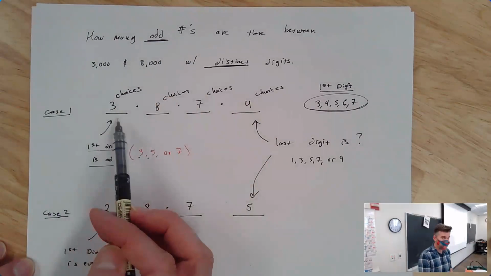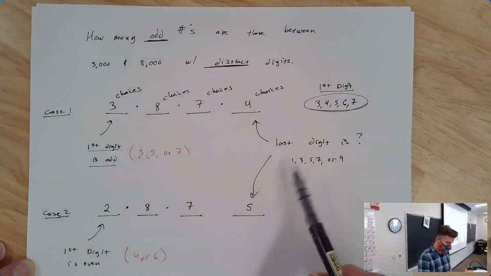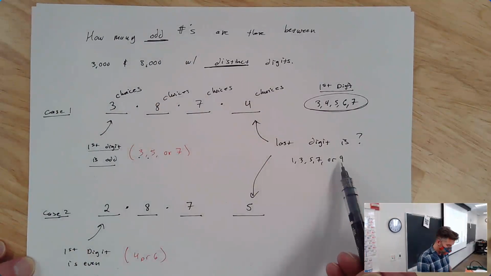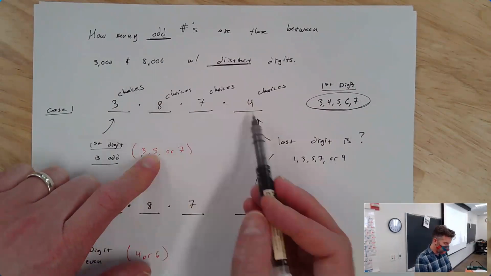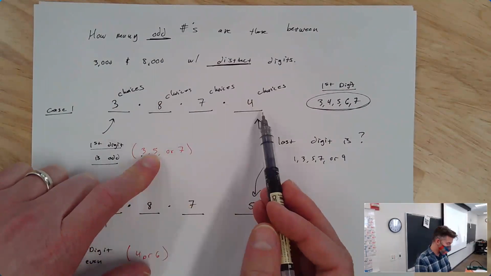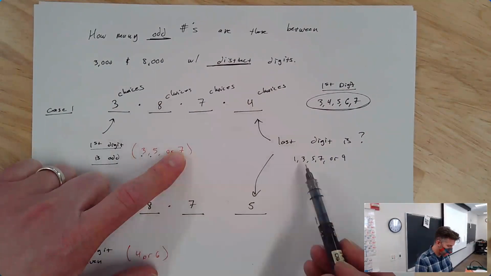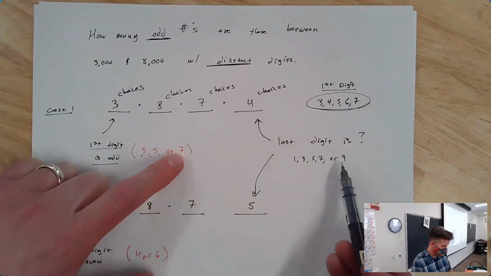We already picked an odd number in the beginning, so there's only 4 odd numbers left to choose from. Maybe I picked 5 in the beginning, and then it could either be 1, 3, 7, or 9 at the end. Or maybe I picked 7 at the beginning. It could be 1, 3, 5, or 9. Or maybe I picked 3 at the beginning.